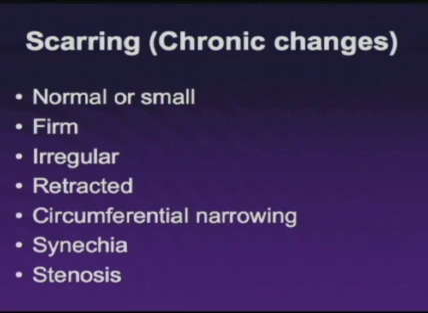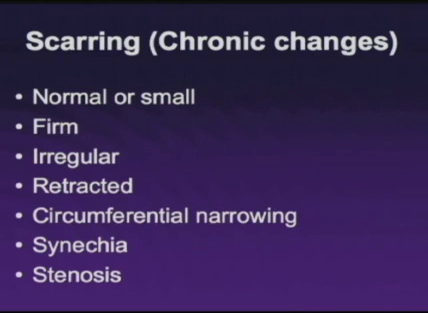In distinction to acute venous thrombosis, scarring is very frequently found in these patients because the catheters are sitting inside for long periods of time, and the veins will scar as a result. Scarred veins typically are normal or small. The material of the scar is firm, irregular. The vein may retract and be pulled in.